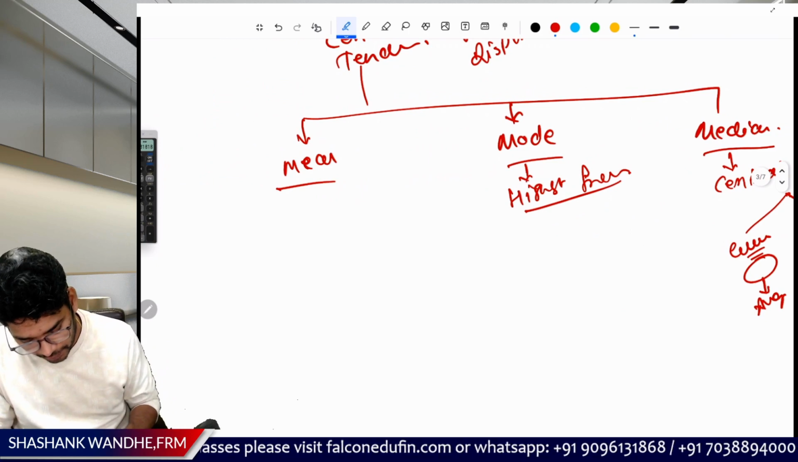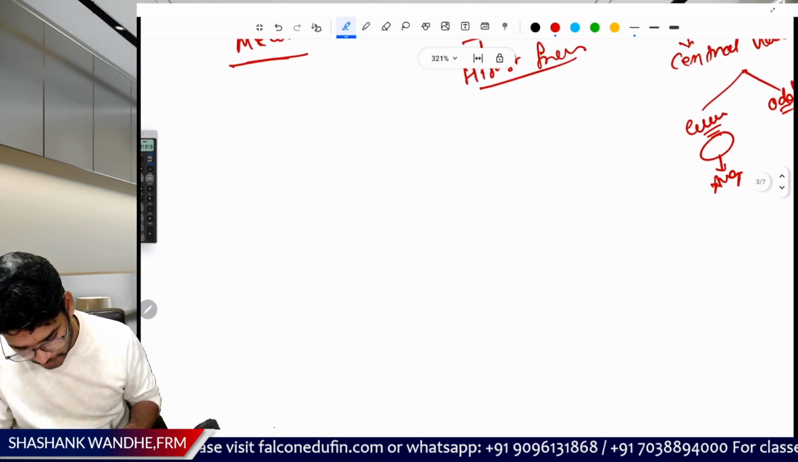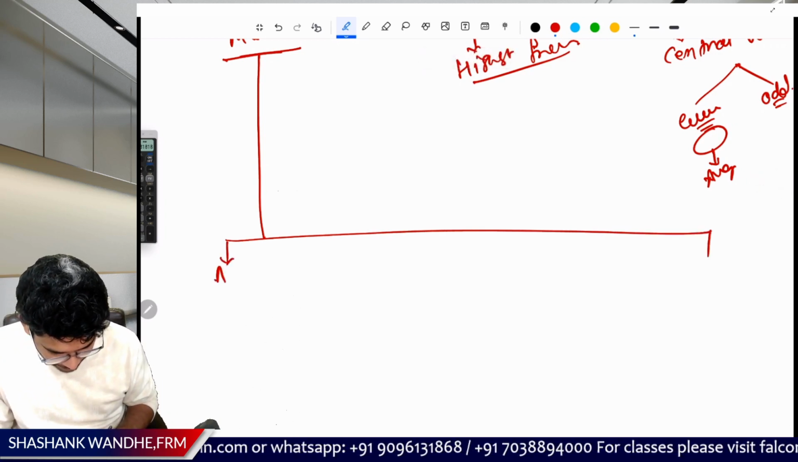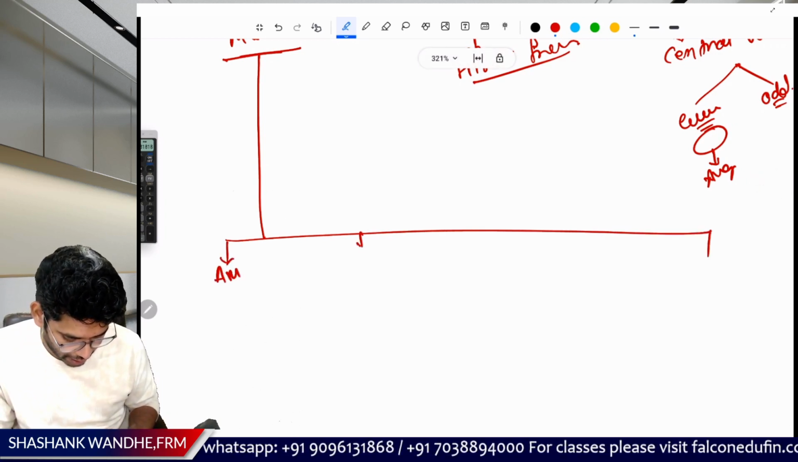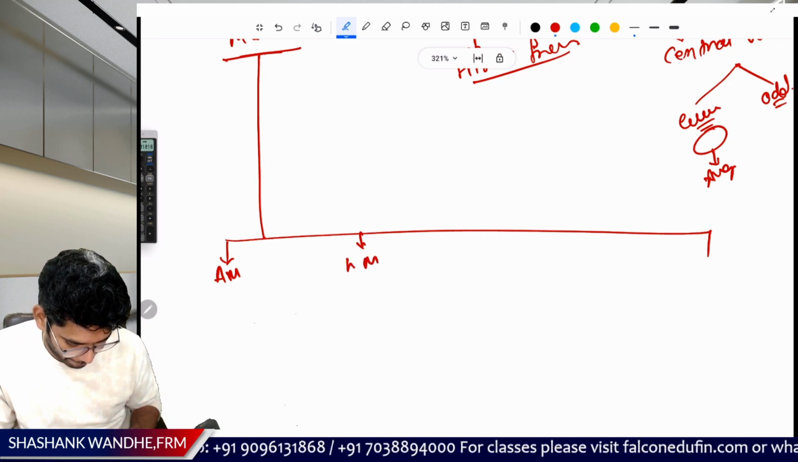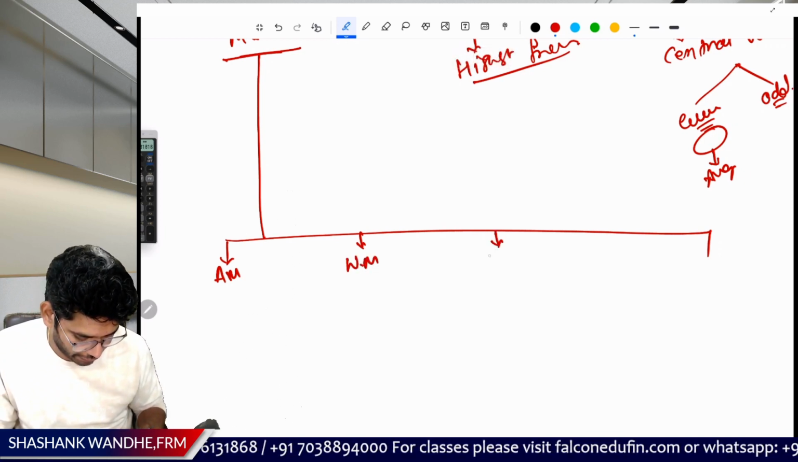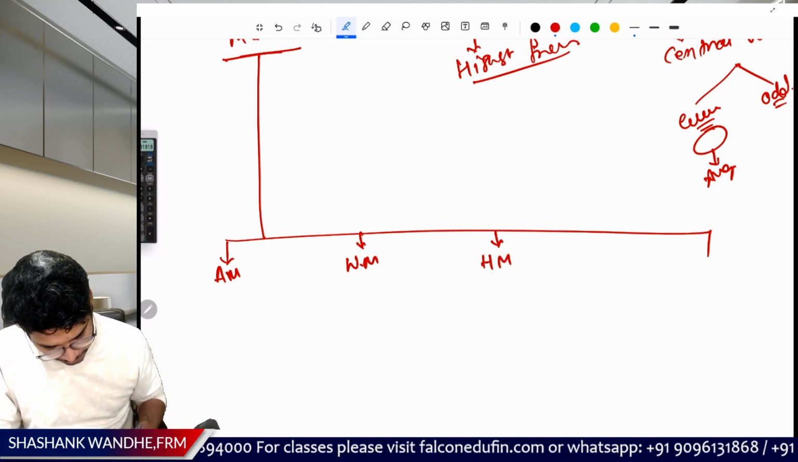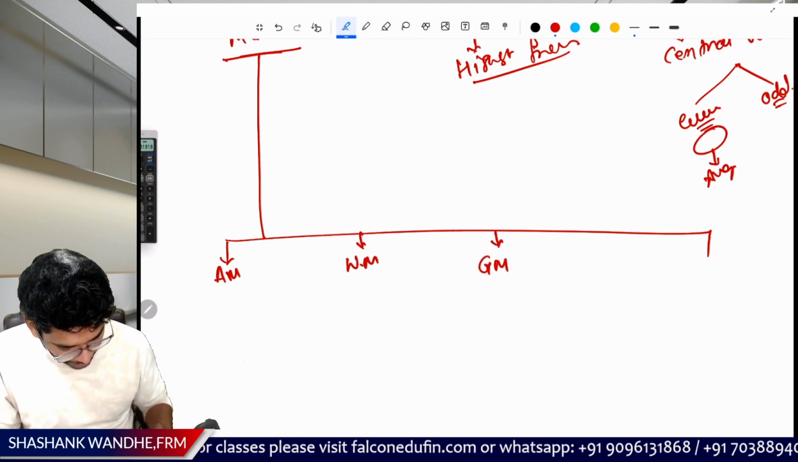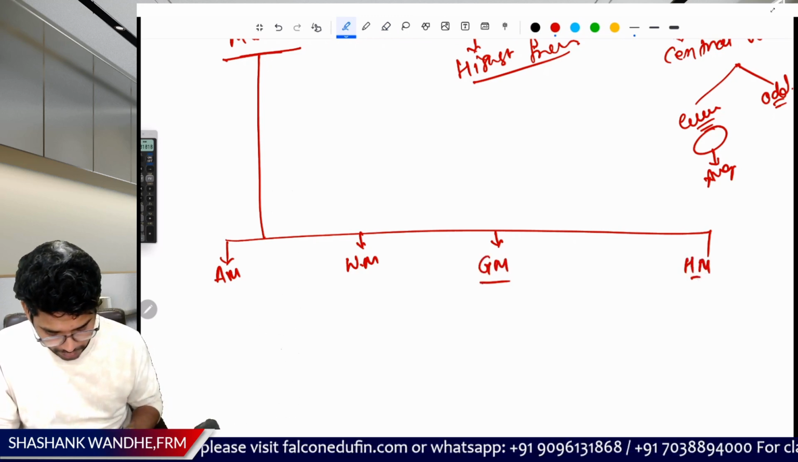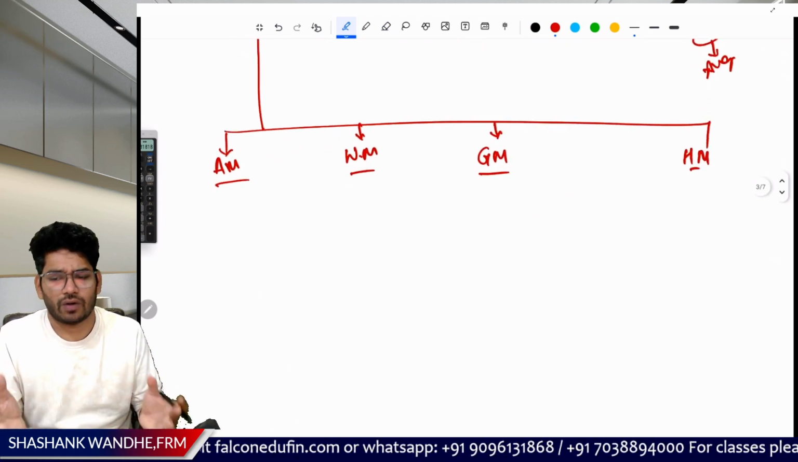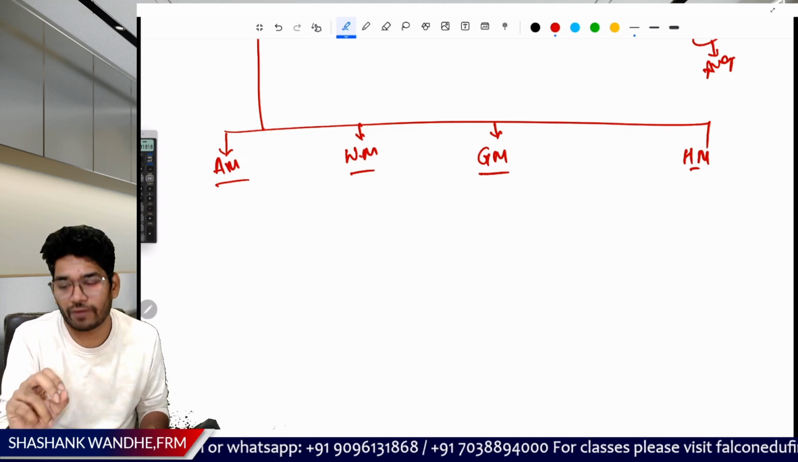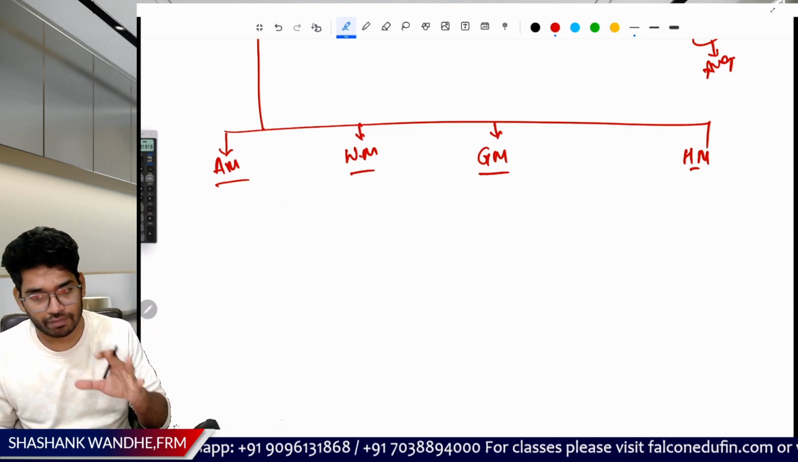Now in mean, we have different types of mean. First is the simplest, the arithmetic mean, then the weighted mean, then we have the geometric mean, and then the harmonic mean. The arithmetic mean can be used in almost all cases. The weighted mean, geometric mean or harmonic mean is used in specific cases when there is a requirement of a special type.